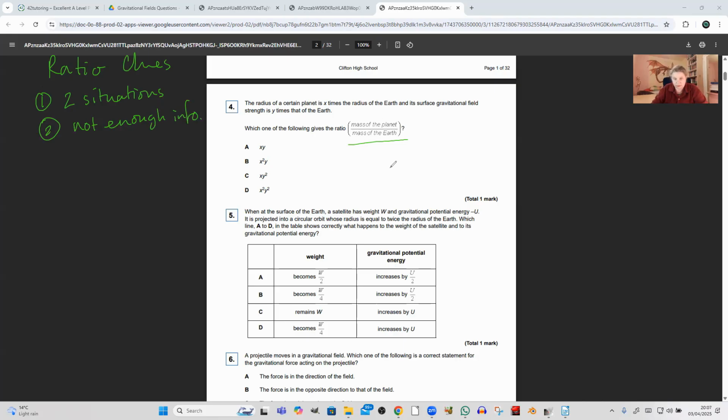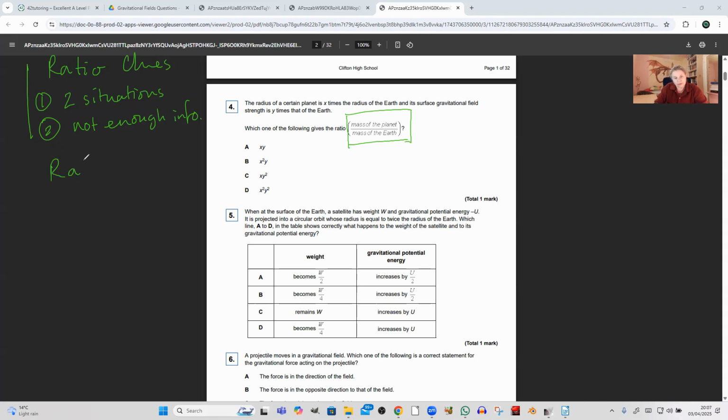We don't know the masses. We don't know big G, little g. We haven't got R. All we have is a link between the gravitational field strength for one compared to the other in terms of x and y. Okay, so there's not enough information. That's what it feels like anyway. Right, so those are the clues. And of course, if there is an actual ratio in the question, well, that's a really big clue. Okay, but you don't always get that.